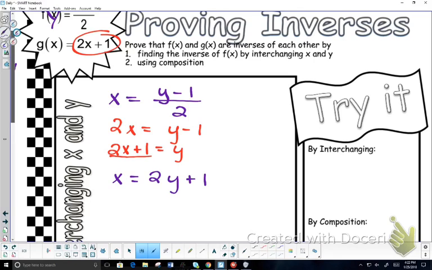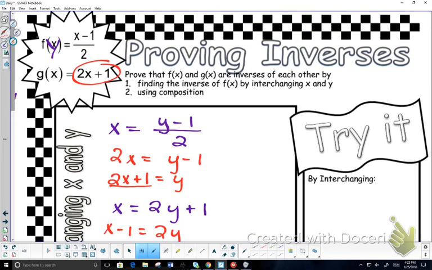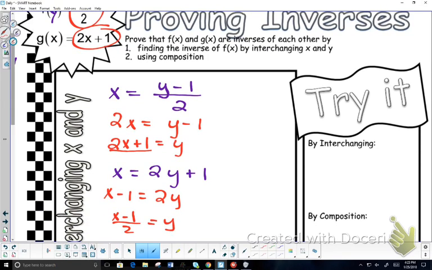So step 1 would be to subtract 1, and then step 2 would be divide by 2. And now you'll notice I have found what f of x was. So I have just proven that they are inverses. So we prove this by swapping the x and y, and then solving for y.